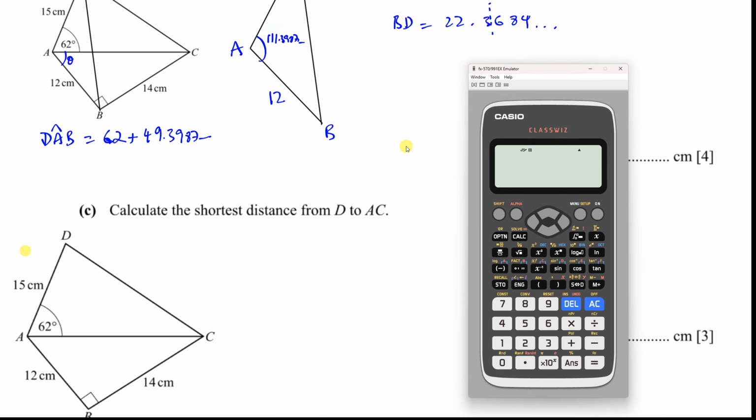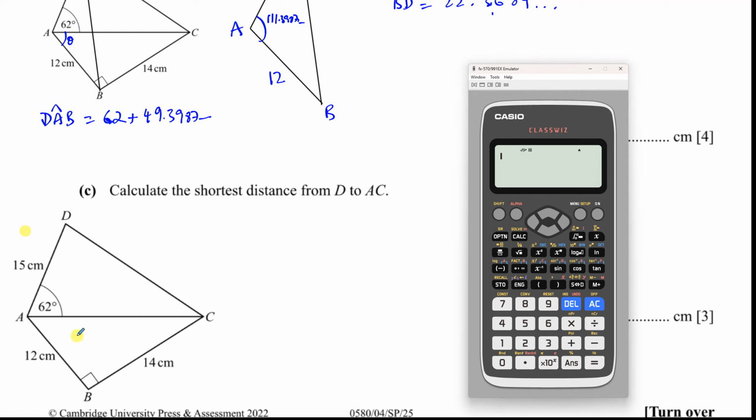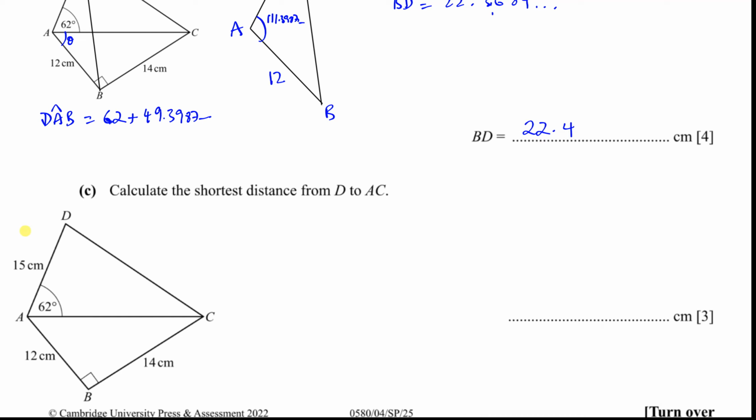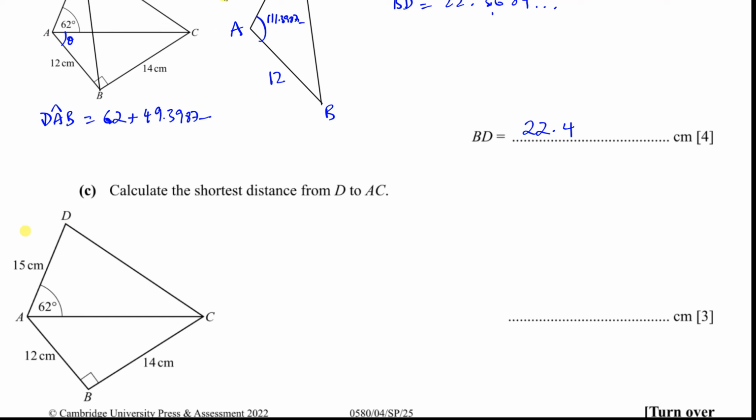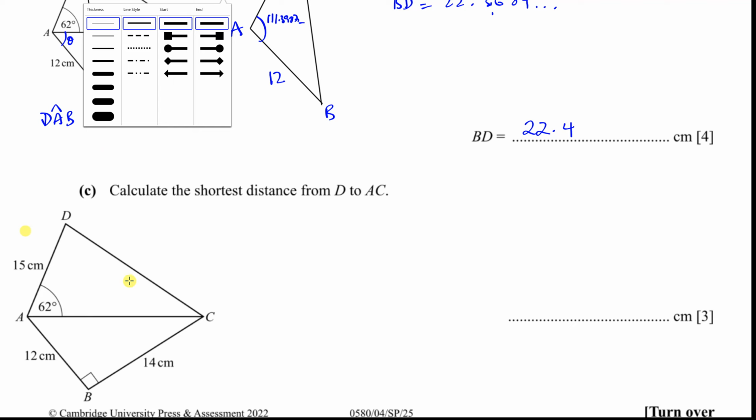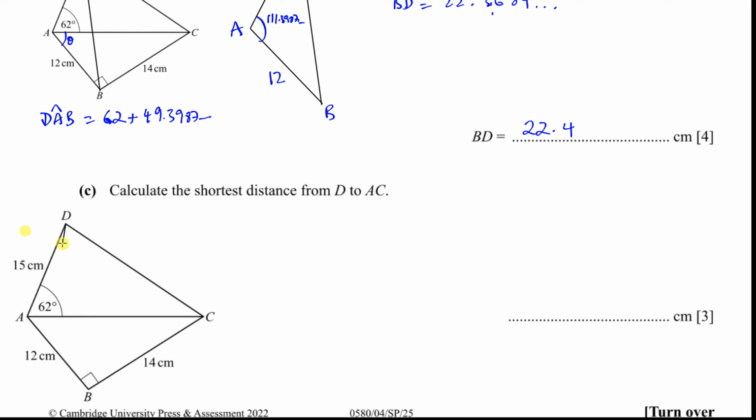Right, the next part of the question says, calculate the shortest distance from D to AC. Now, the shortest distance between a point and a line will always be the perpendicular distance. So from D to AC, if you consider this line, that's not the shortest way to get from D to the line AC. The shortest will always be when it's at right angles. That's the quickest way to get from D to the line AC. So if you're standing here and this is a wall, the quickest way to reach that wall would be to run perpendicular to the wall.